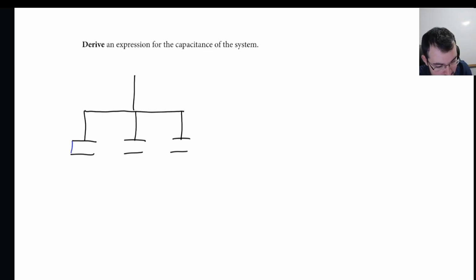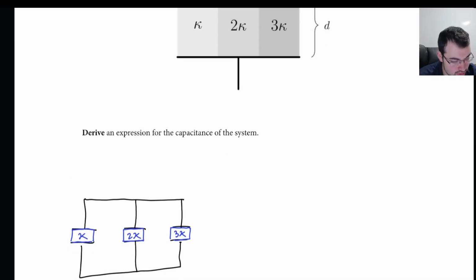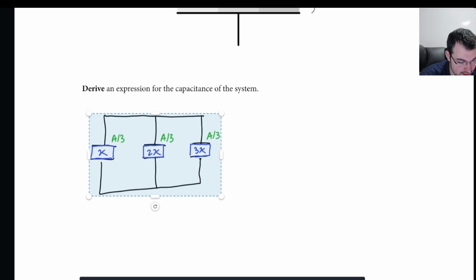I can model it as a kappa, a 2 kappa, and a 3 kappa, all in parallel with one another. And it's really important here that we remember that the area was shared between the three. So you had a third of the plate area each, but they all have the same plate separation, D, because they all spanned the entirety of the gap.